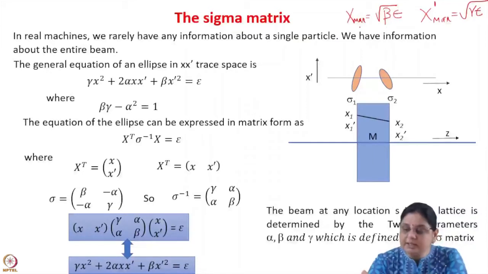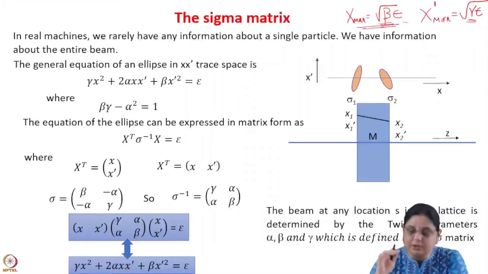So basically the information about the beam is contained in the twiss parameters. If you know beta and gamma, you can also calculate alpha. And if you know alpha, beta and gamma, you know how the beam ellipse looks at a particular location.